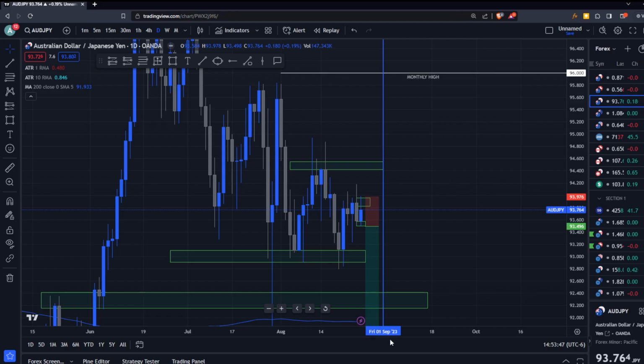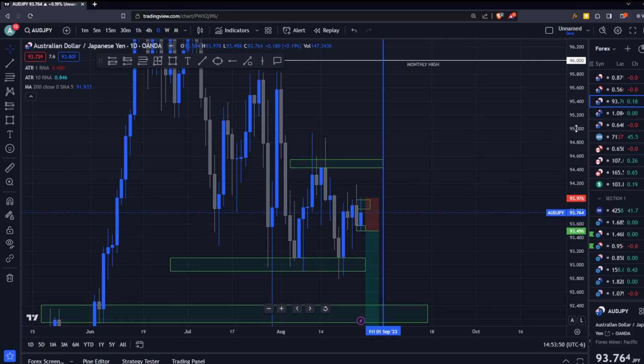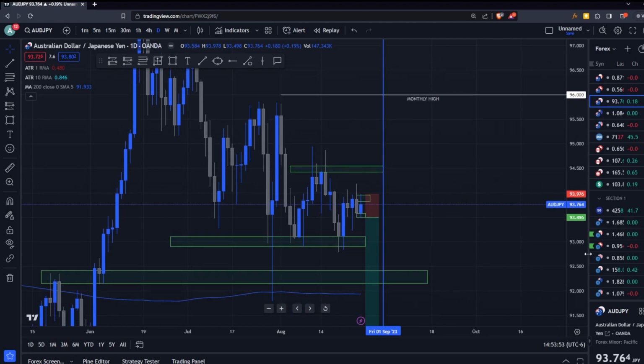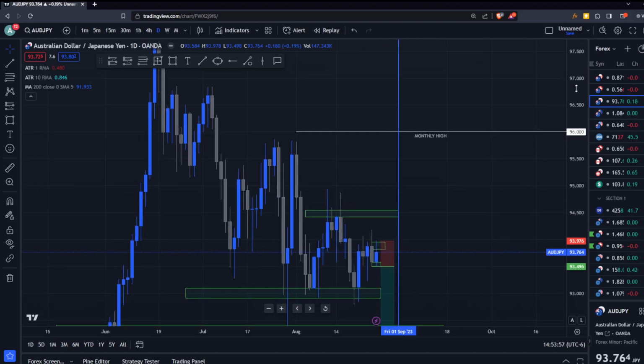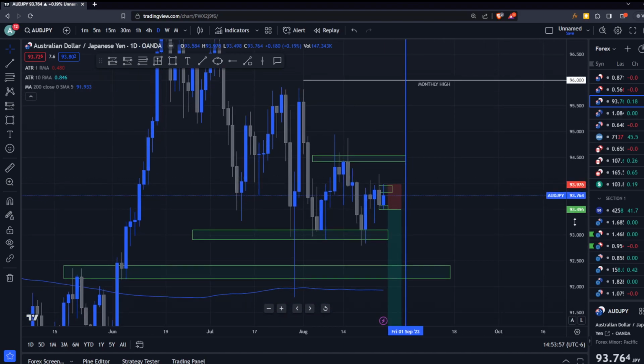Aussie yen, this is where things get interesting. I do feel like all the yen pairs are switching directions. I might be a bit early on this, but follow along and I'll show you why I think the way I do. Before, this is still bullish.